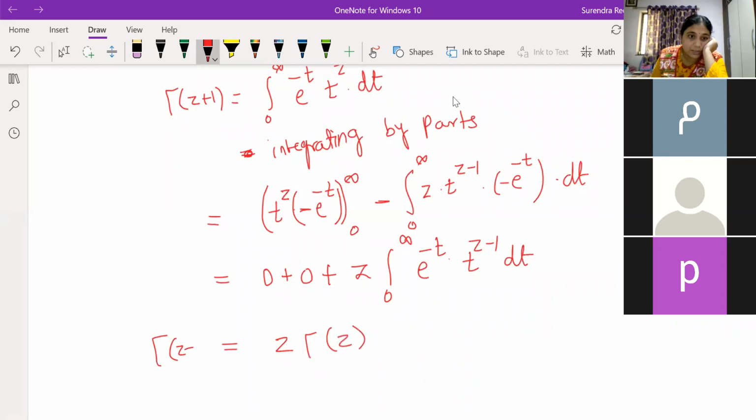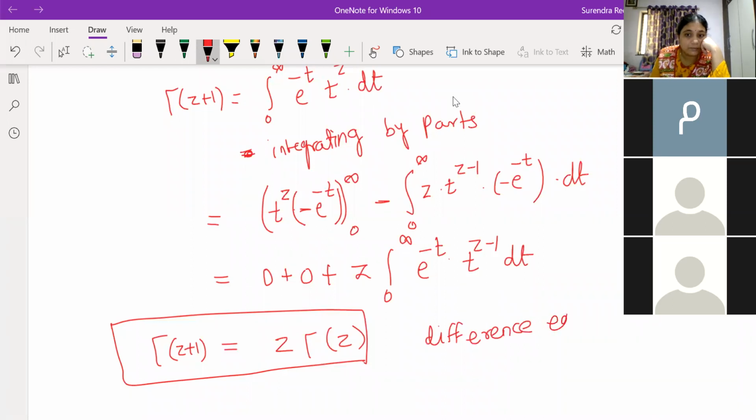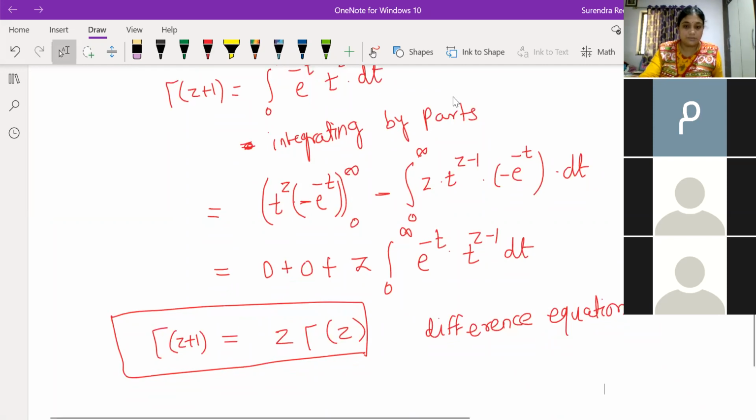So gamma z plus 1, I got the relation as z times gamma z. This is again a difference equation. You can see the value of the function at z plus 1 is represented in terms of previous values of that function. Z times gamma z. This is a difference equation. And you might know this in factorial notation.